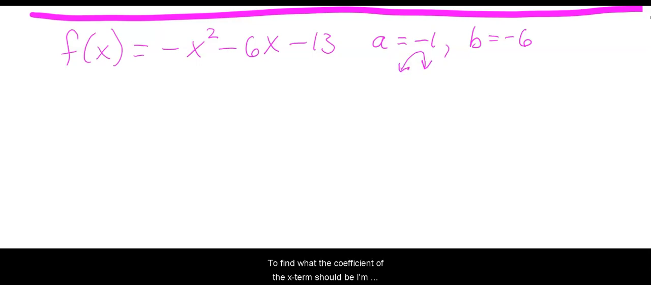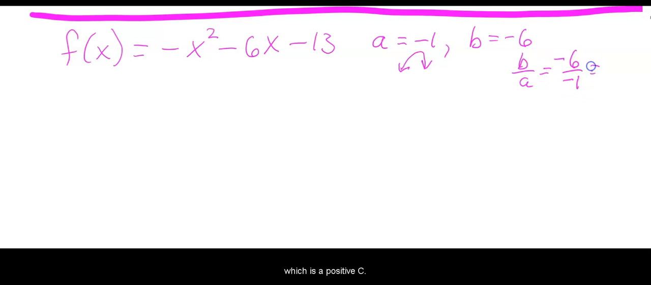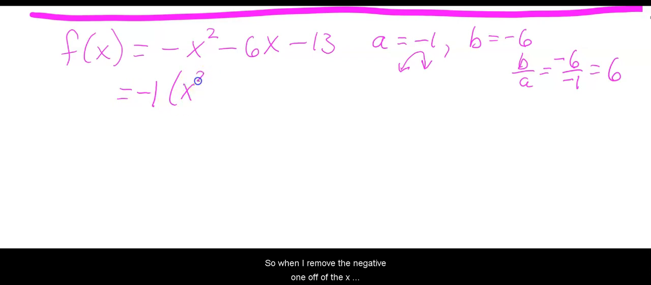To find what the coefficient of the x term should be, I'm going to find b divided by a, which is negative 6 divided by negative 1, which is a positive 6. So when I remove the negative 1 off of the x squared and the x term, I will be left with a plus 6x on the inside. The minus 13 stays outside.